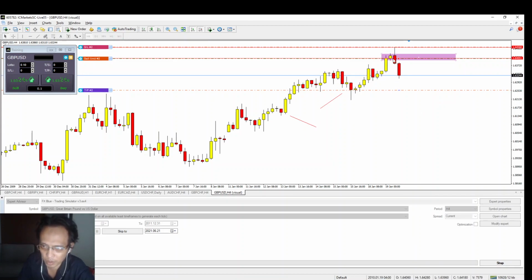Because of this strong push by the sellers trying to push the market down, and this is a bearish engulfing after a push. Usually an engulfing that comes after a push is quite a good price action signal for us to take. Let's see what happens.